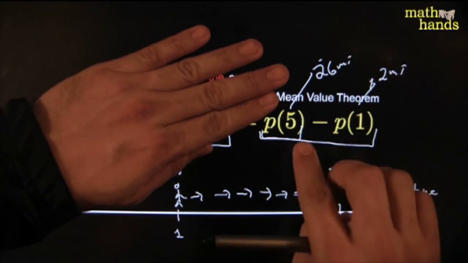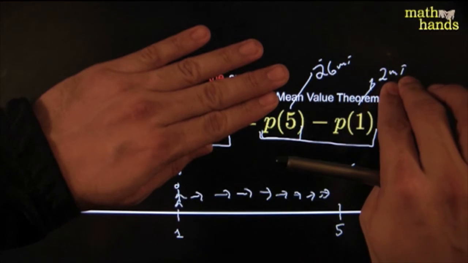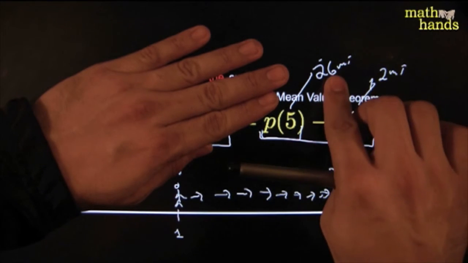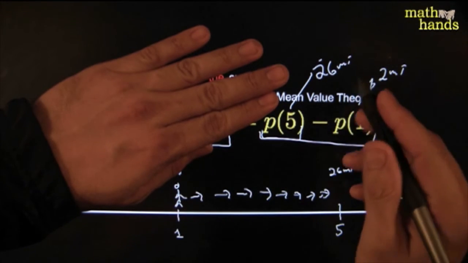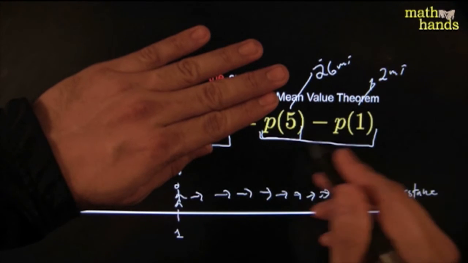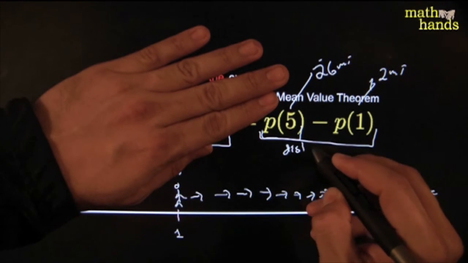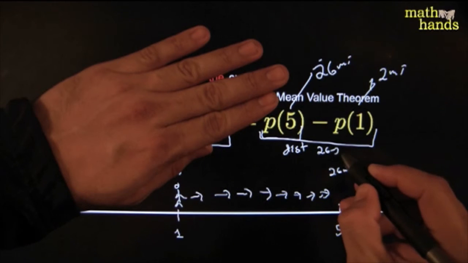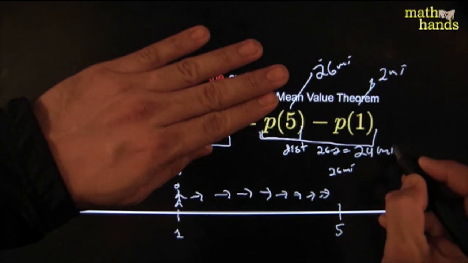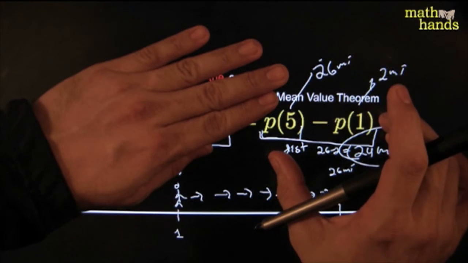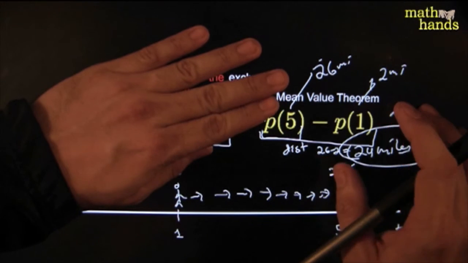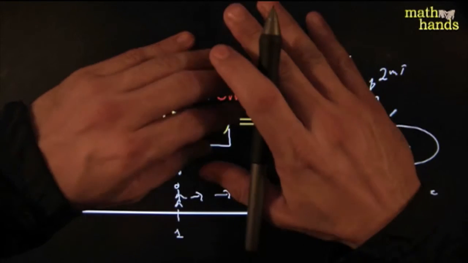After 1 hour, you were 2 miles away from home. And after 5 hours, you were 26 miles away from home. The total distance traveled was the difference. 26 minus 2. This is the distance traveled. Distance traveled is equal to 26 minus 2, which is equal to 24 miles, right? 24 miles. That's one way to calculate the distance traveled. That's half of the mean value theorem. But it is powerful, man.